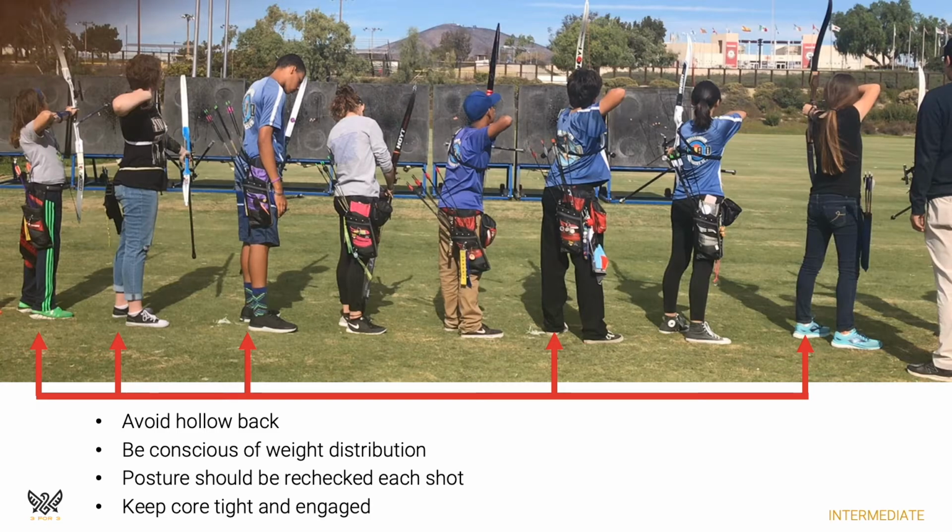That means that their back is arched and they're kind of curved. Their weight distribution, as I mentioned, maybe it's going too far forwards, maybe it's leaning too far backwards. Are they checking their open stance each and every time and making sure that they're in the exact same position before they take that next shot?